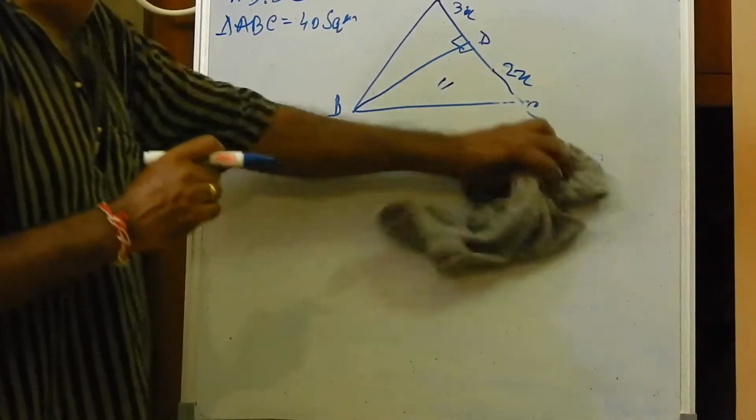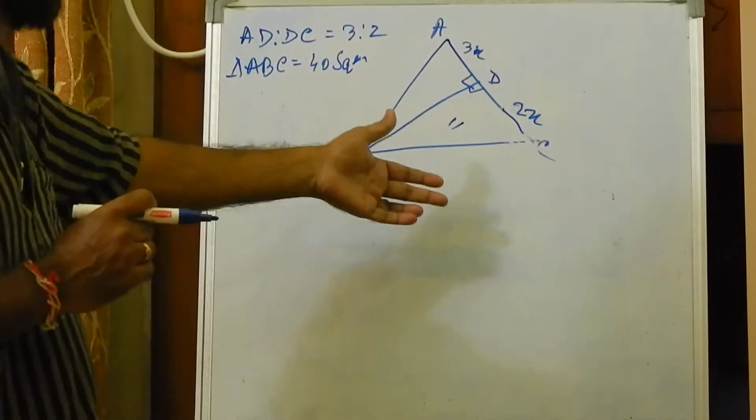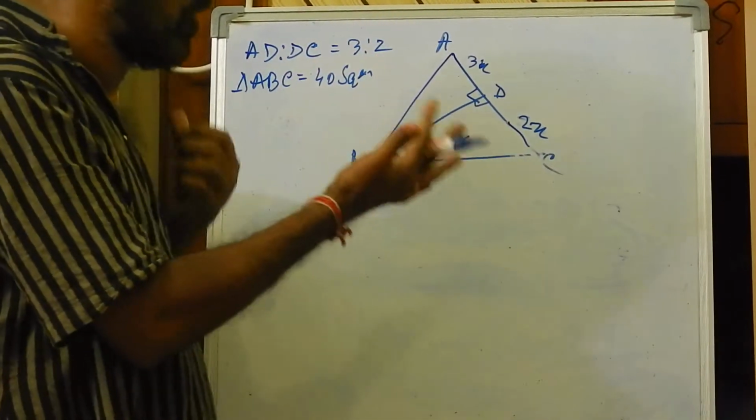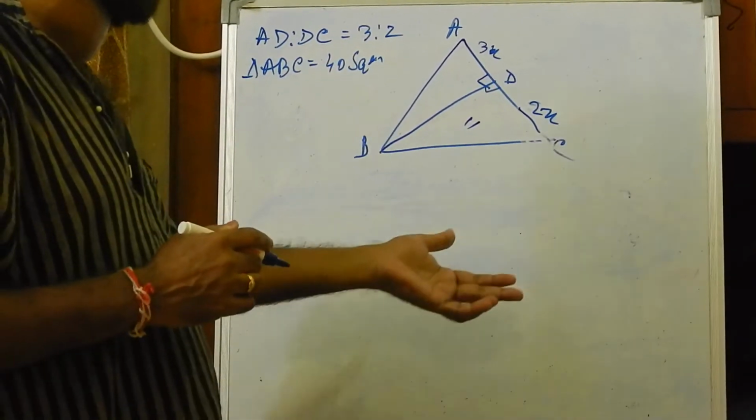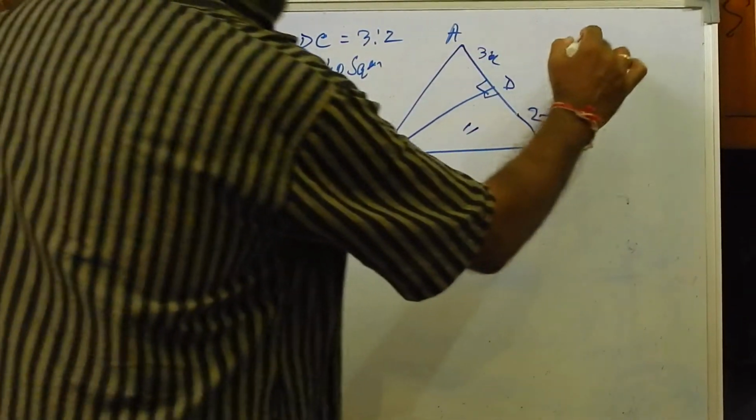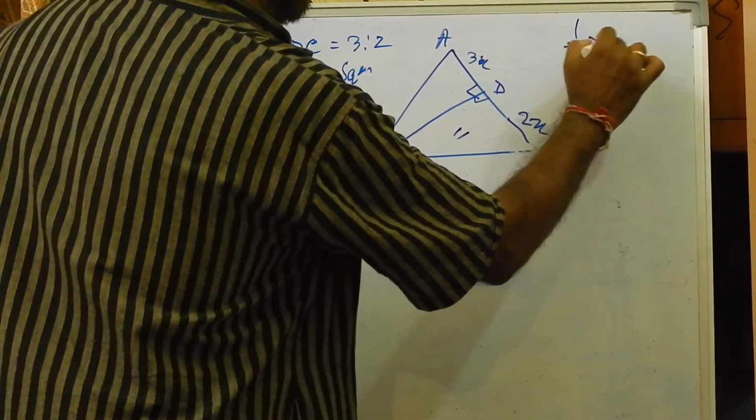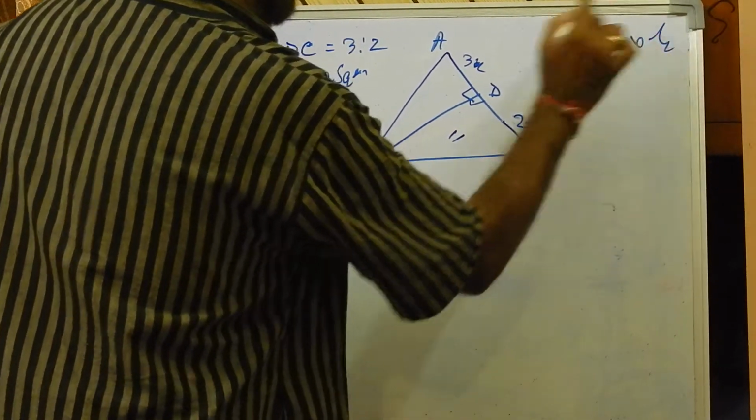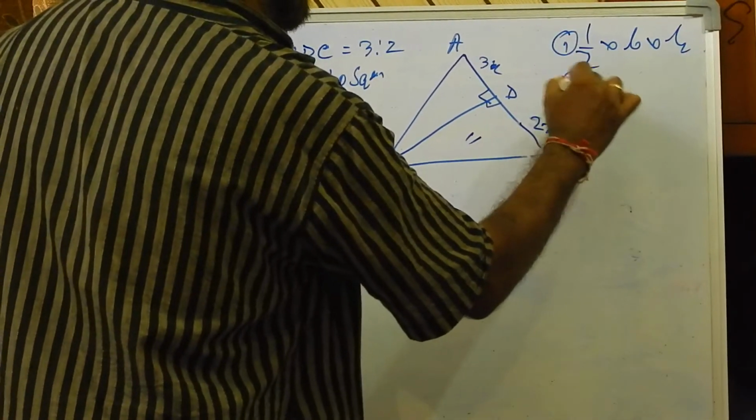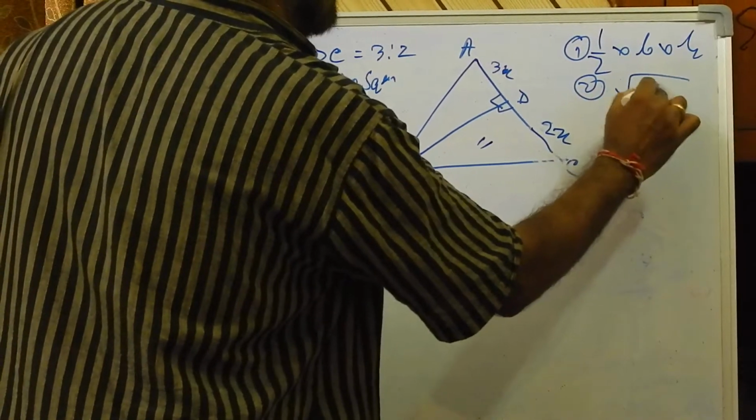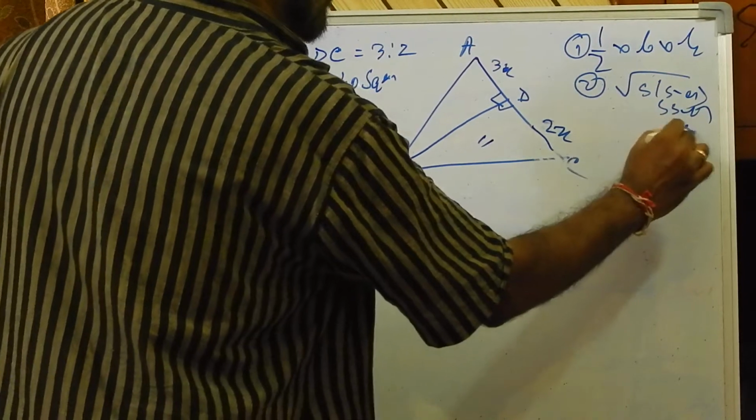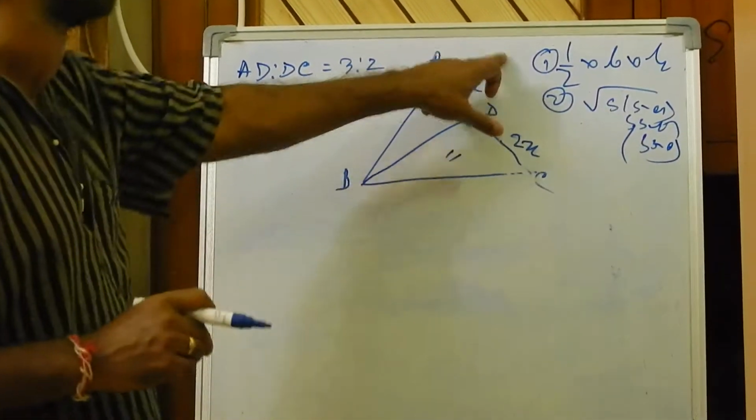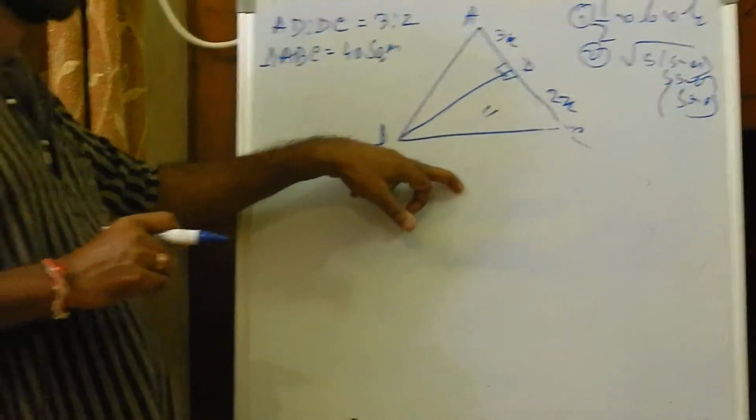Now for the triangle, as I told you earlier, there are two basic formulas to find out the area of a triangle: half into base into height is the first one, and the second one I told you, Heron's formula, root over s into s minus a, s minus b, s minus c. So the question is which formula we should take for this very sum.